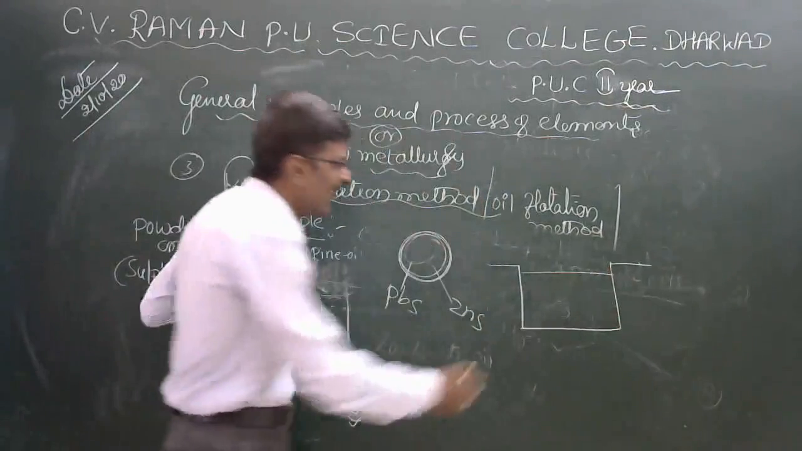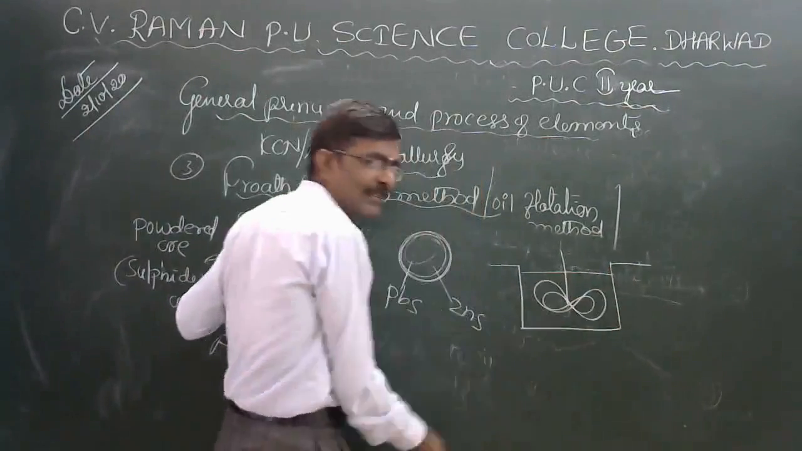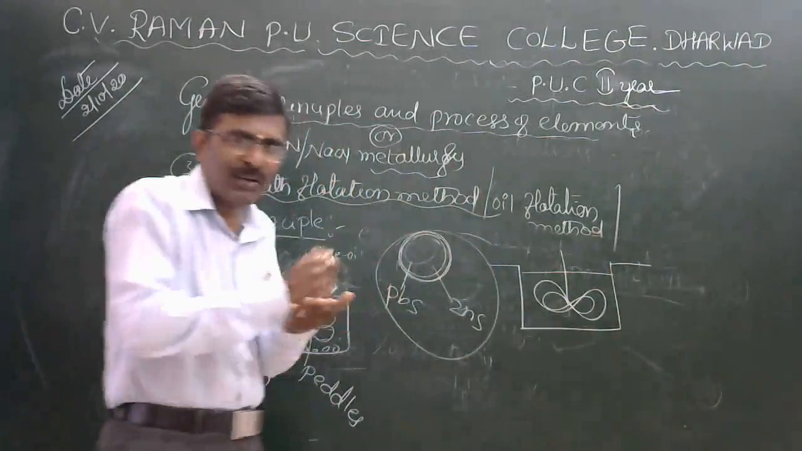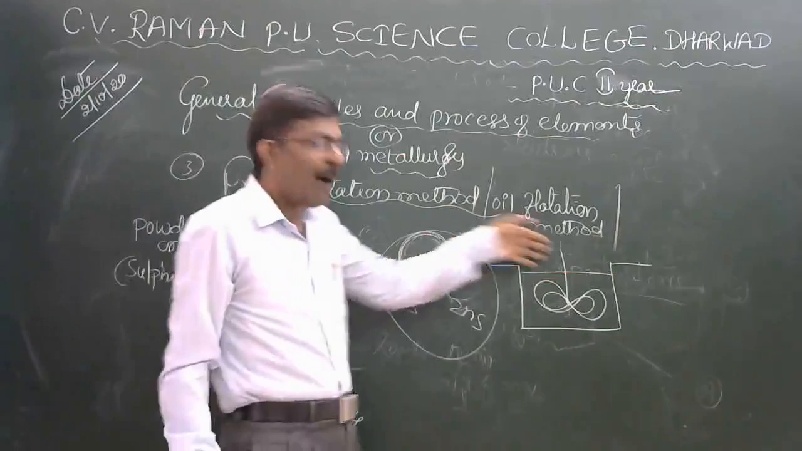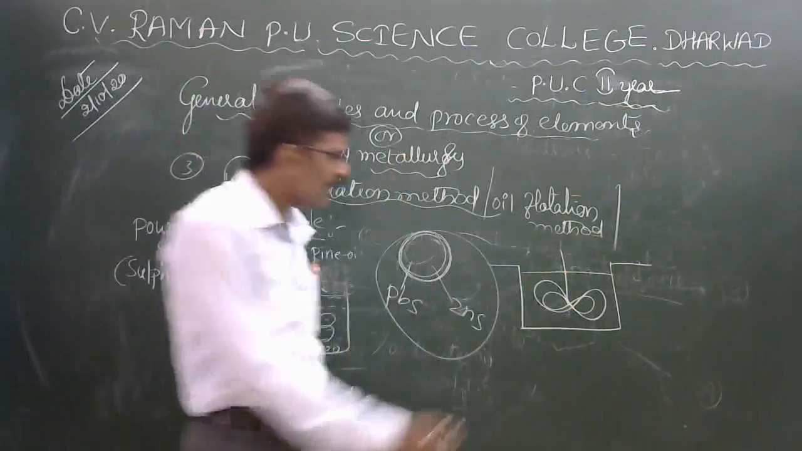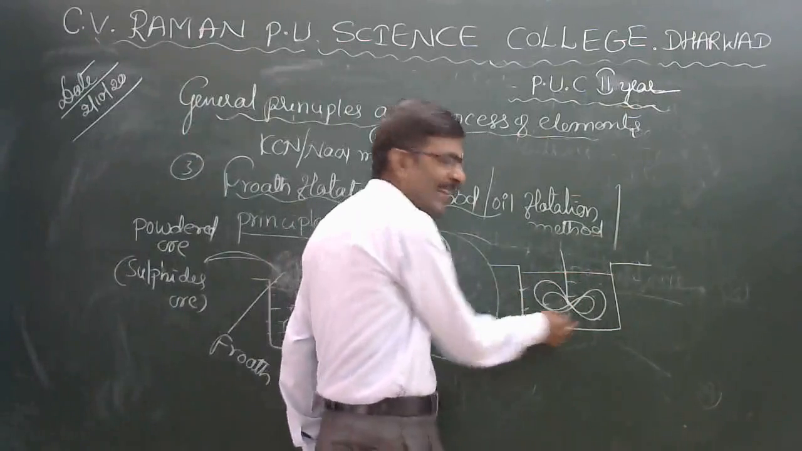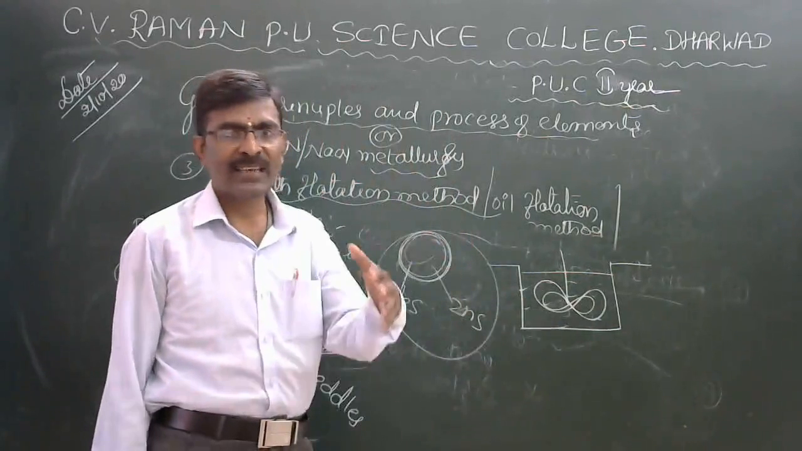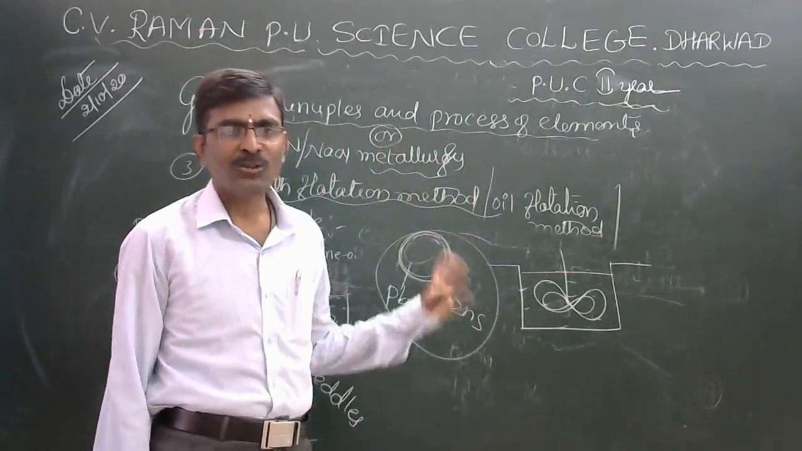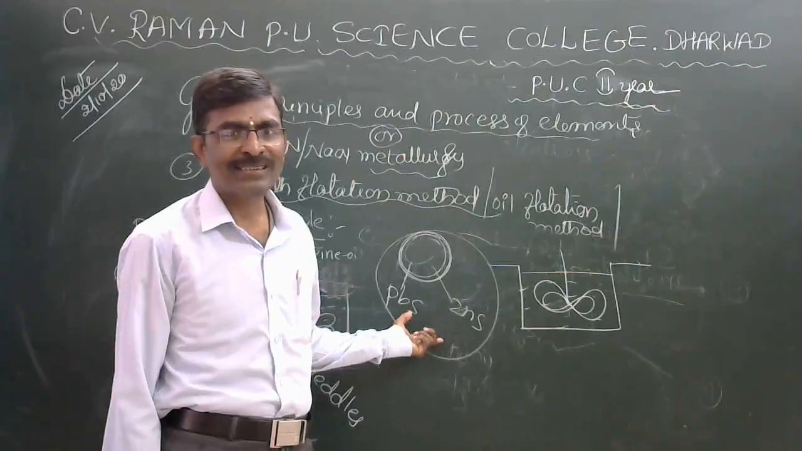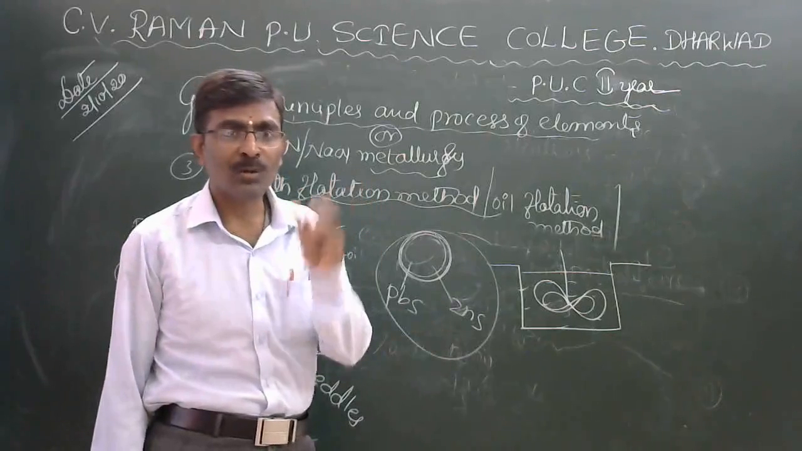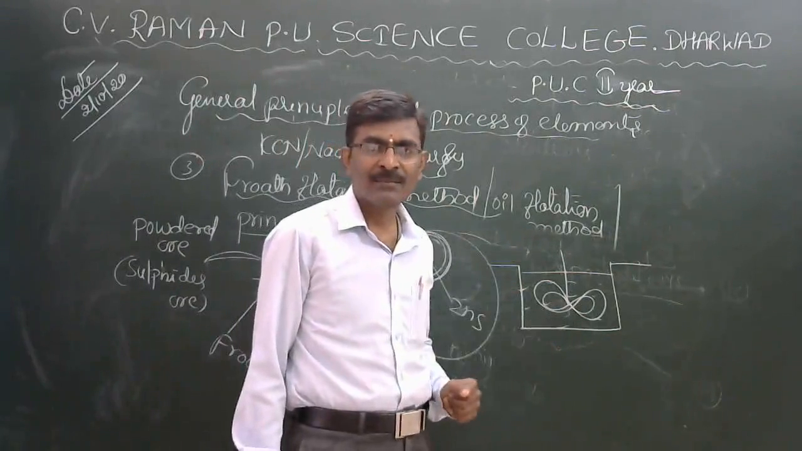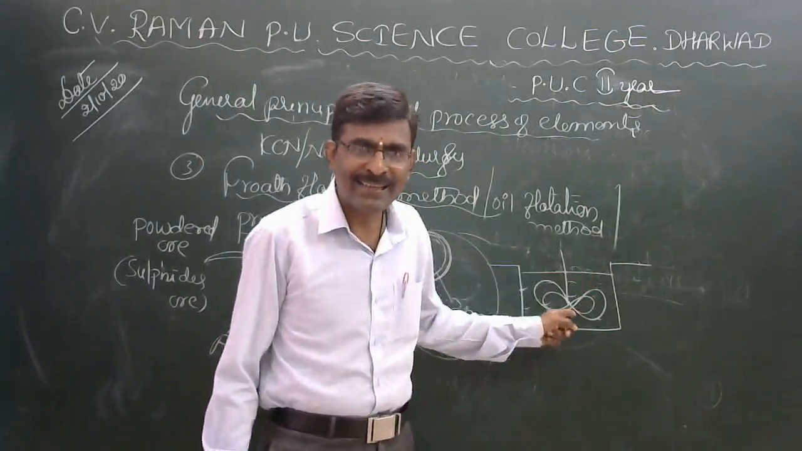In this process, the same paddles are fixed. Both are sulfide ores. Finally the crushed ore, the powder ore, is dropped into this tank. The same process: water is taken in a large container, and the powdered zinc sulfide and lead sulfide mixed in one ore is dropped into this tank, and simultaneously pine oil is added.